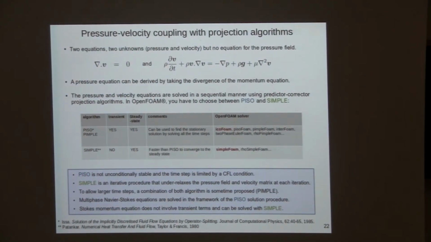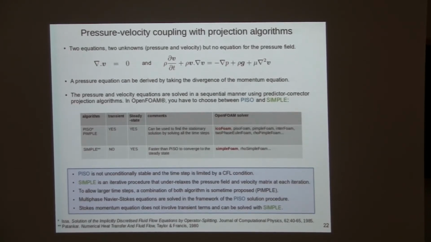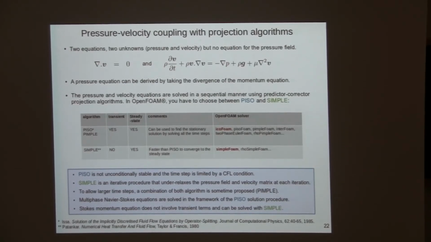So PISO is for transient, but it's not unconditionally stable. It means that you have a restriction, a constraint on your time step. So the first thing, if the simulation crashes, it's probably because your time step is too large and you have to reduce it. Okay, so SIMPLE is an iterative process, and it's not time step, it's iteration, and we under-relax the pressure field and velocity field.